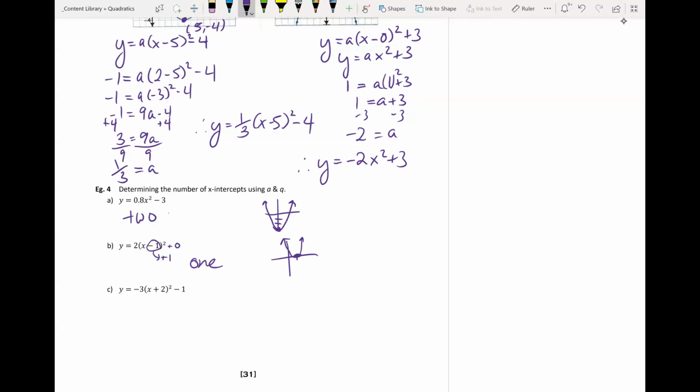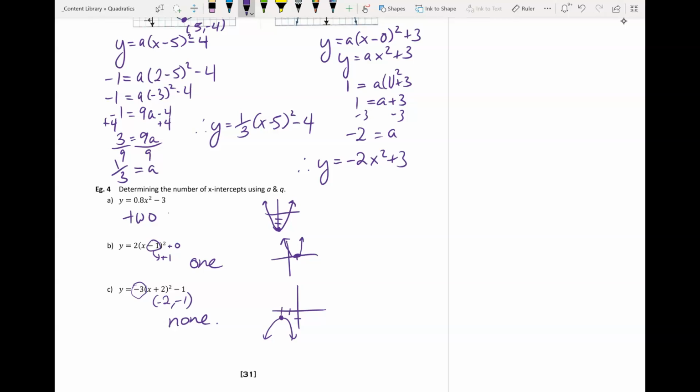And then lastly, we're going to pick up the vertex from here. So your vertex is going to be -2, -1. So somewhere here. And then if you look at our a value from the very front, it says -3. So this -3 means that our arms are going to face down. You have an upside down parabola when that a value is negative. And it looks like we won't have any x-intercepts here, so that's none.